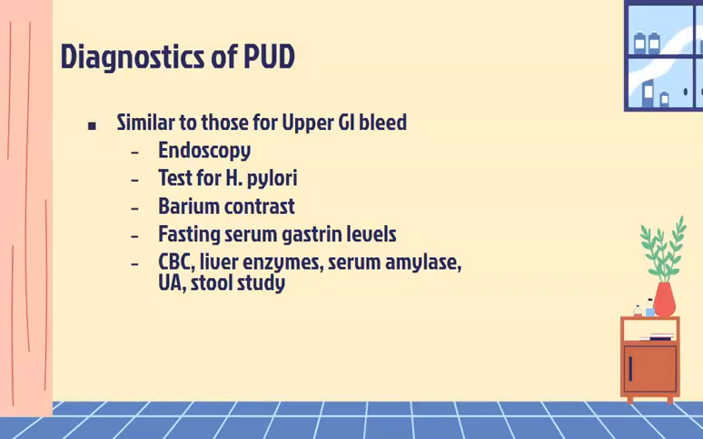How do we diagnose peptic ulcer? Similar to the other things that we've talked about, endoscopy. If we need to rule out an H. pylori infection, then we're going to do the test specifically for H. pylori bacteria presence. We can do the barium swallow, and then we can do some fasting serum gastric levels, and then your standard CBC, liver enzymes, amylase, UA, and stool studies to confirm diagnosis.